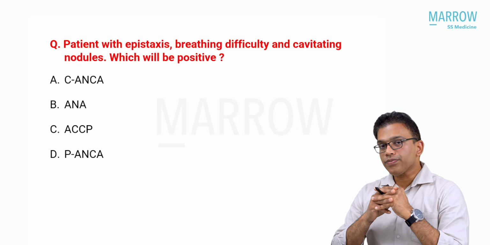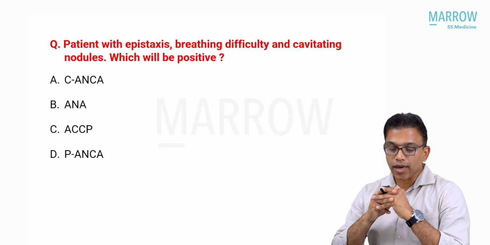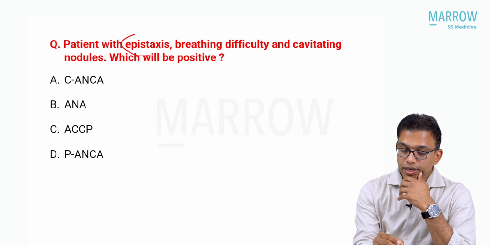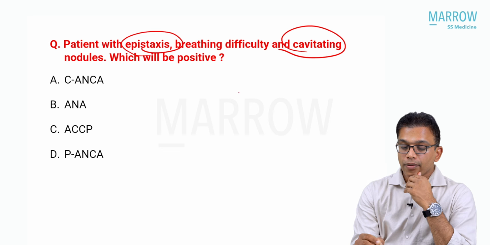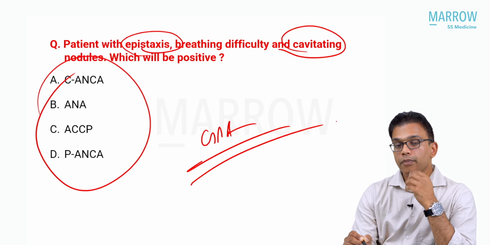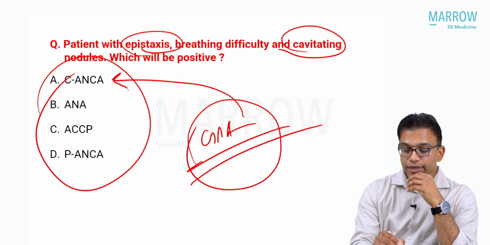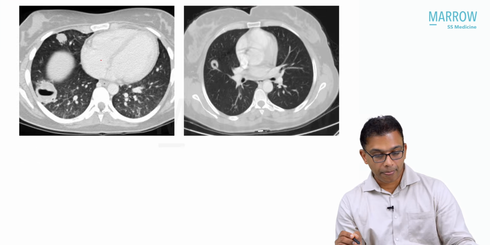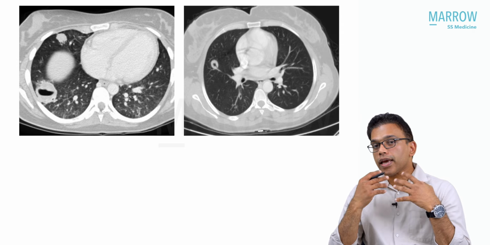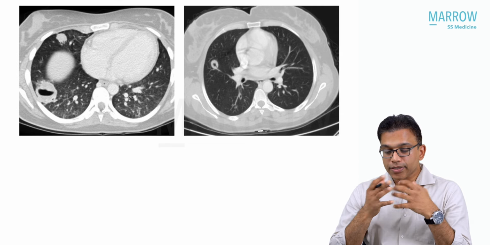Now this is another question which is related to vasculitis. Patient is having epistaxis, breathing difficulty, and cavitating nodule. Which one can be positive? So epistaxis and cavitating nodule, some sort of vasculitis reference, of course the answer is Wegener's granulomatosis or granulomatosis with polyangiitis. That is the correct terminology, where C-ANCA is usually positive. So why does it produce epistaxis? Because it produces necrotizing granulomatous lesions in the nose. That is why it produces epistaxis.